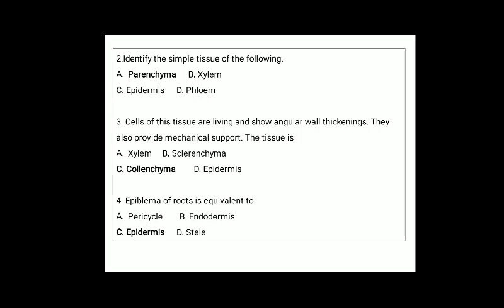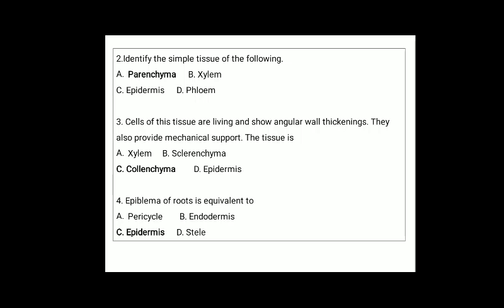Then third question: cells of this tissue are living and show angular thickening. They also provide mechanical support. This tissue is option A xylem, option B sclerenchyma, option C collenchyma and option D epidermis. For this, the correct answer is collenchyma, because it is a living mechanical tissue.